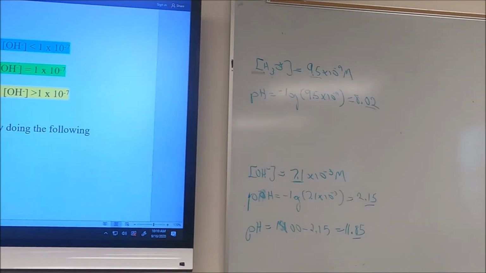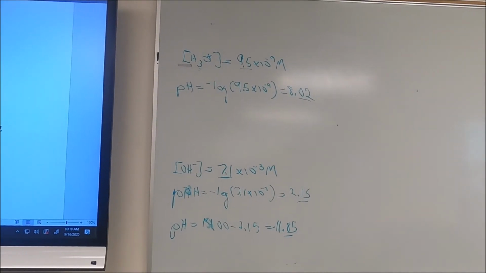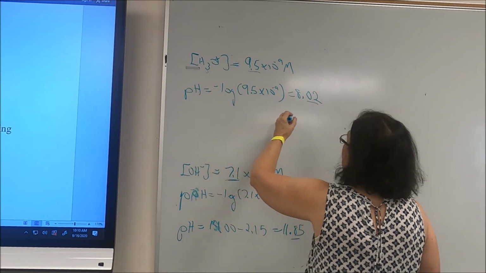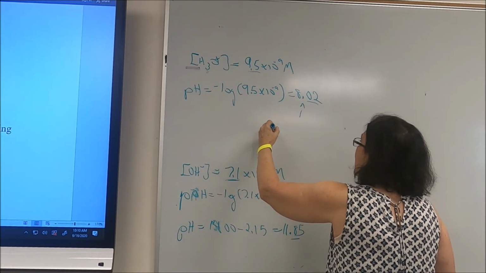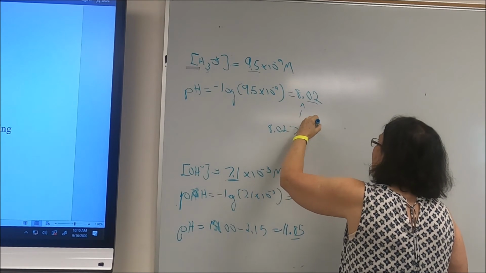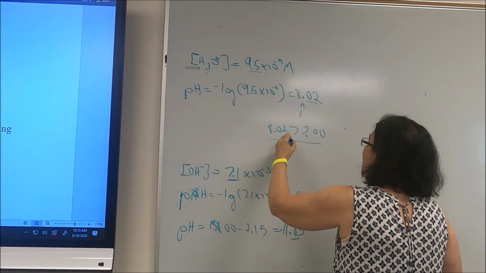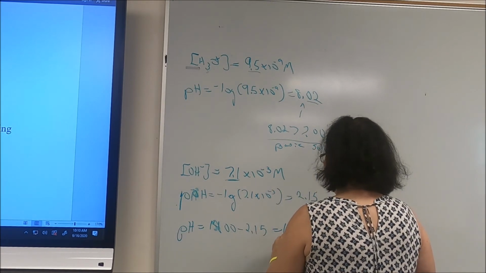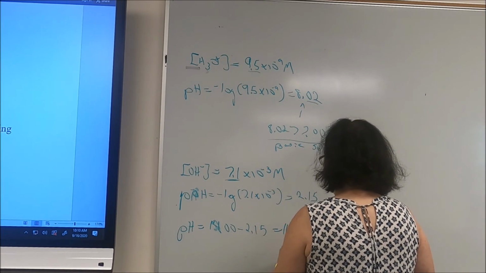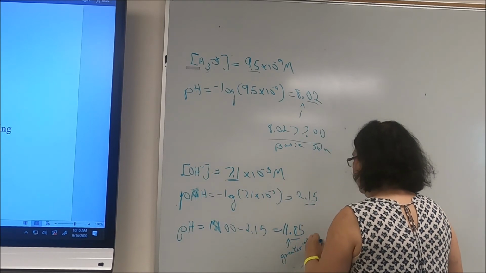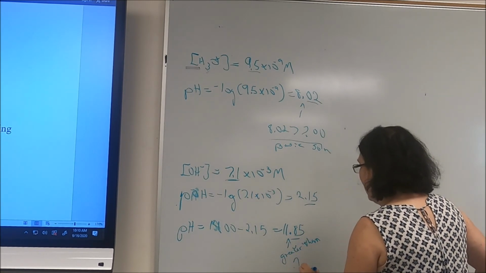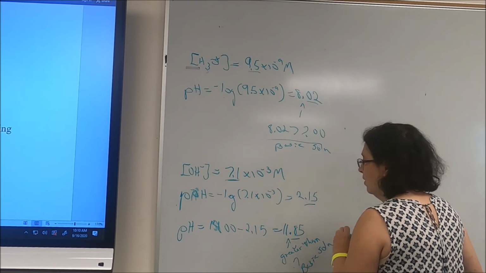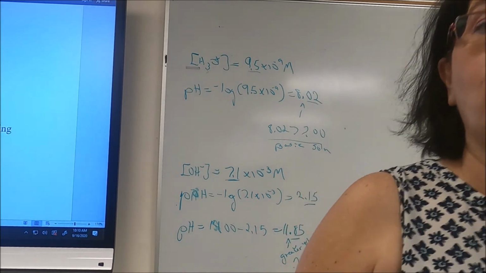So let's look at the solutions here that we were just calculating things for. The pH of our solution here, this 8.02, is greater than 7, so we have a basic solution. Here, this is greater than 7, so we have a basic solution. So both the solutions we were given were basic solutions.